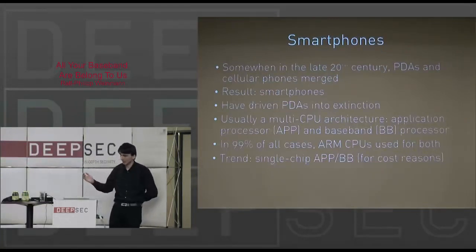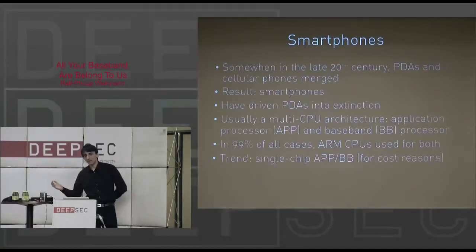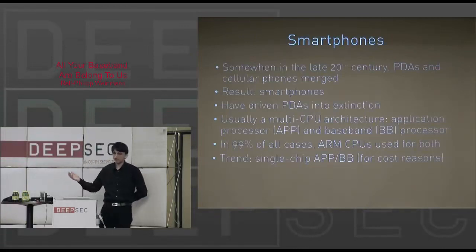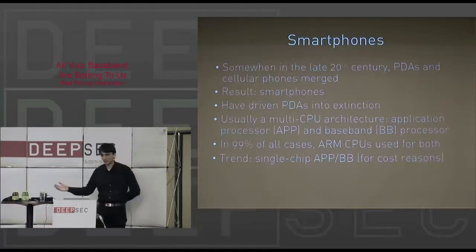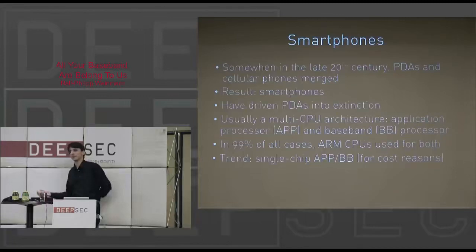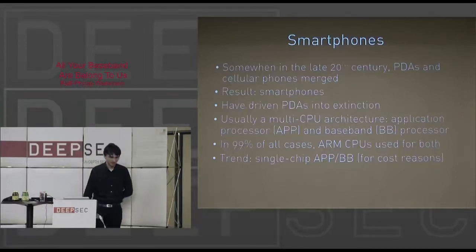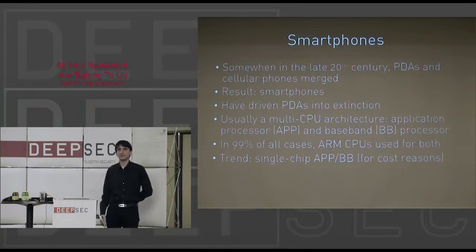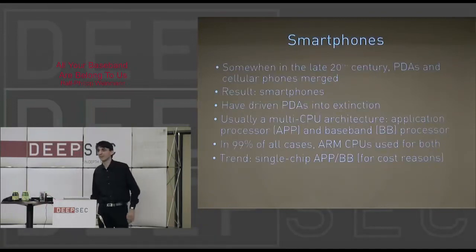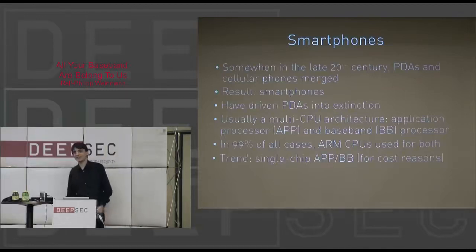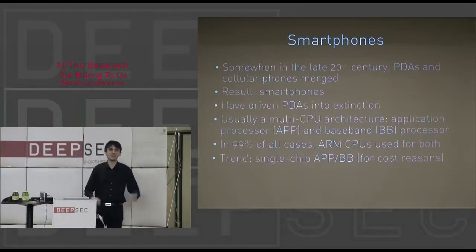And the interesting thing is that I didn't know this 2 years ago, that smartphones are a multi-CPU architecture. There are at least 2 CPUs in most of these smartphones, namely an application processor and a baseband processor. And in 99% of all cases, ARM CPUs are used for both. The exception here is Freescale. There are CPUs by Freescale which are ARM-less, so not legless, ARM-less. No, they just operate layer 1 to 3 on a DSP.